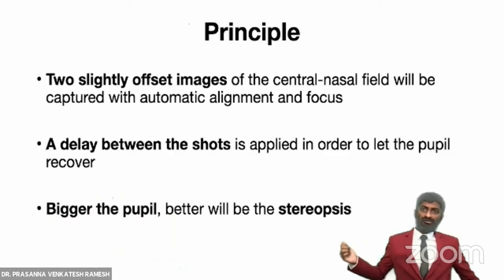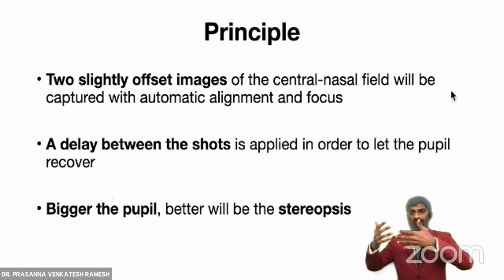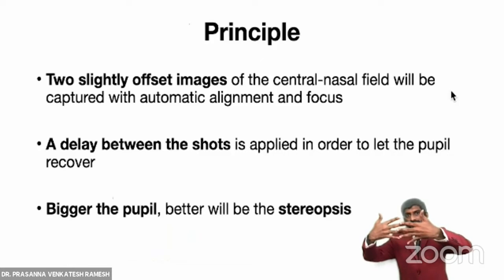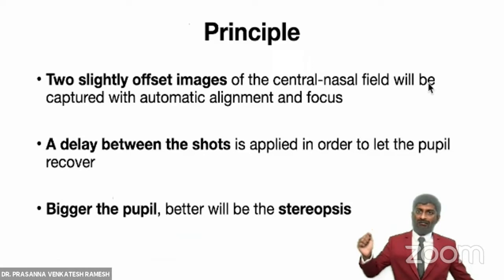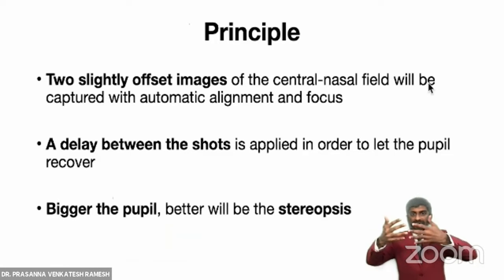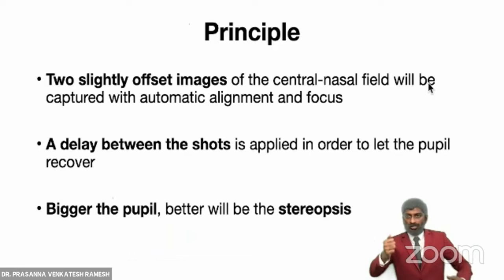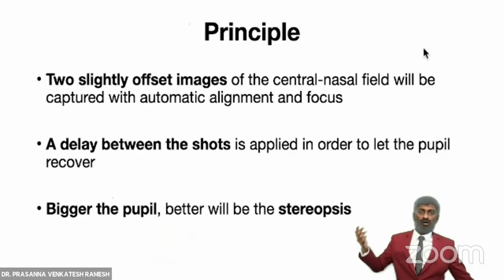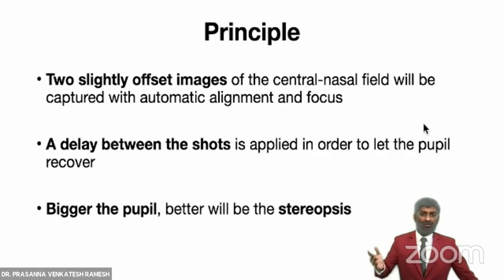The principle of this particular technology is quite simple. It takes two offset images. The two images, slightly offset from one another, of the central nasal field, are captured with automatic alignment and focus. There is a delay between the two shots in order to let the pupil recover. Otherwise, the bigger the pupil, the better the stereopsis. If the pupil is small, then you don't really get a good image. Preferably, if you put a dilating drop, it will be better for stereopsis.